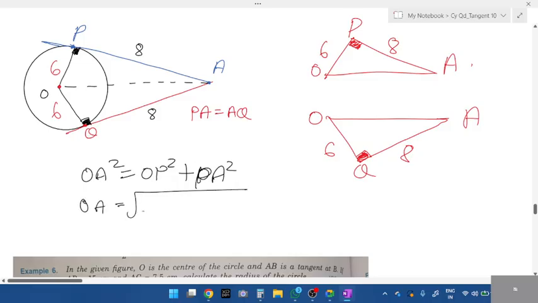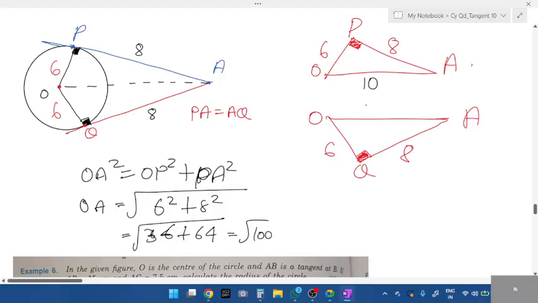The square goes to the other side, square root of 6 square plus 8 square. 36 plus 64. That is root 100. How much is root 100? 10. If OA is 10, even the other line also has OA, right?